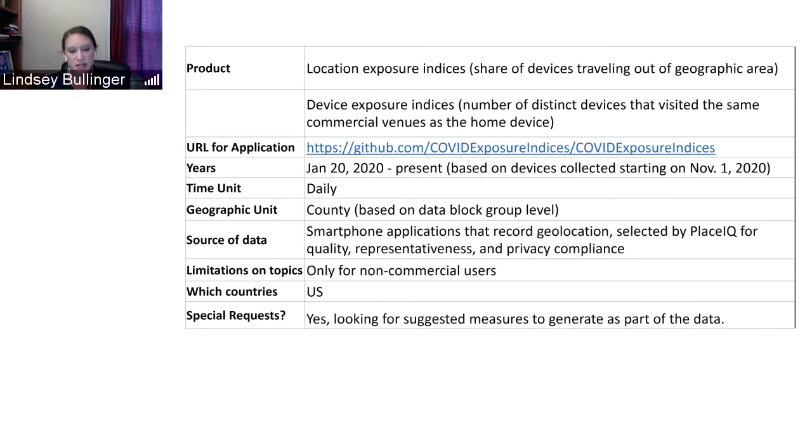So these folks also get their data from a series of apps that record locations, and they have tried to make their data representative of smartphone users, and they also have a limitation on just non-commercial uses. So for research purposes or for class purposes, for example, those would all be applicable and valid reasons for requesting the data. Again, these also are limited to the United States.